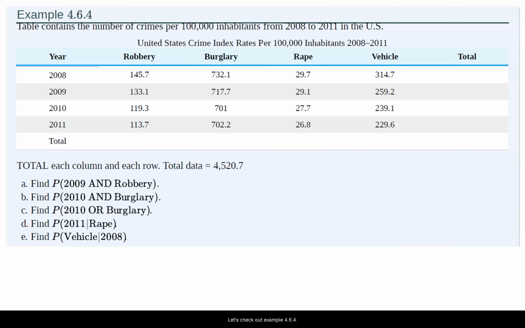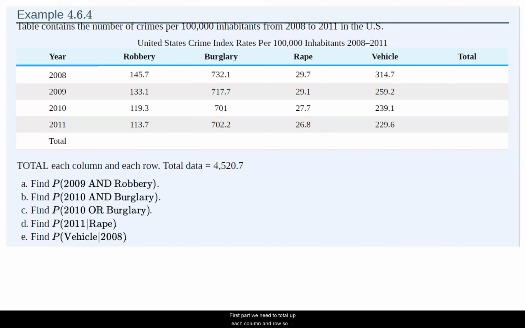Let's check out example 4.6.4. The table contains the number of crimes per 100,000 inhabitants from the years 2008 to 2011 in the United States. So we have the years listed on the left. We have 4 different types of crimes, and within the table are rates per 100,000. And that's how we're able to get these decimal numbers in here. It's a rate per 100,000.